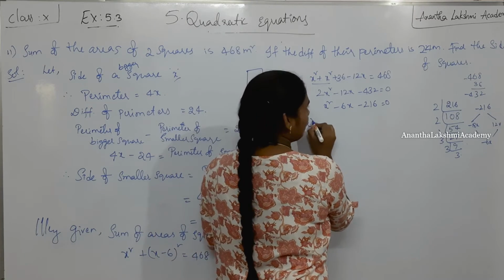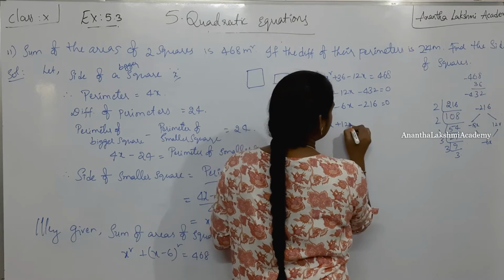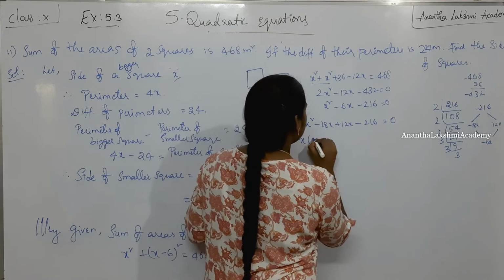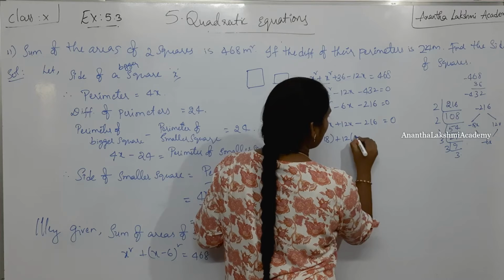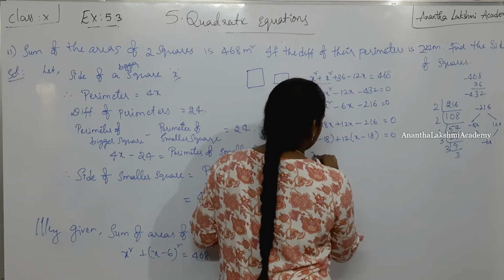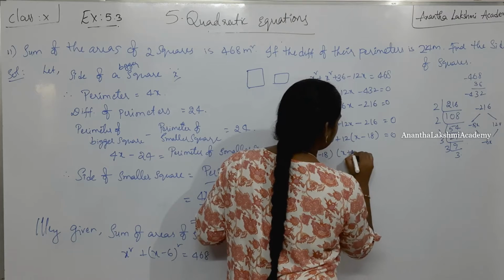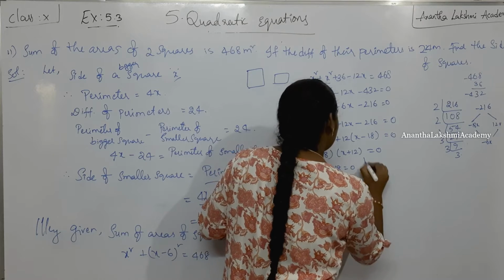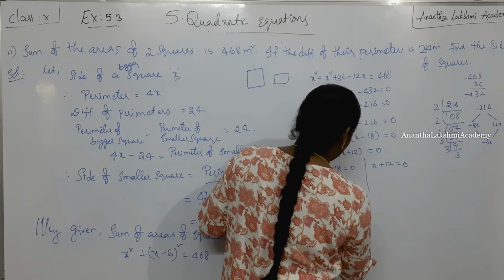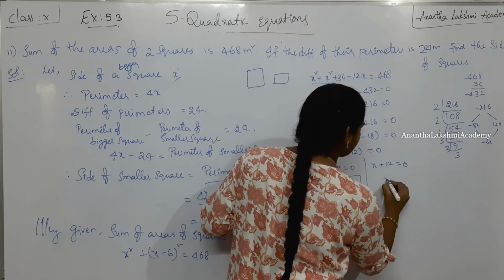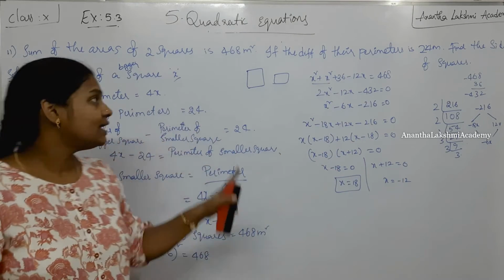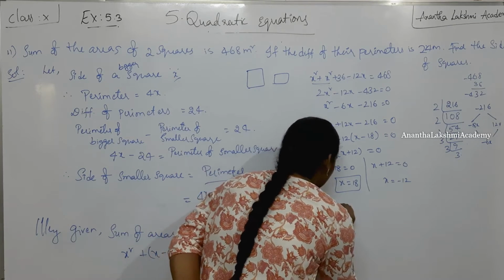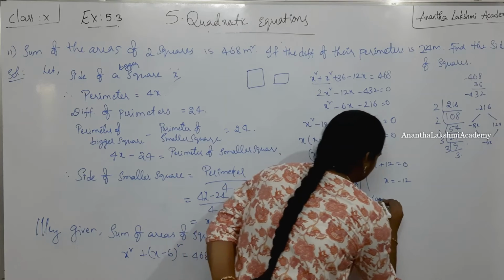Alright, so x square minus 18x plus 12x minus 216 is equal to 0. If you take x common, x minus 18, plus if you take 12 common, 12 18s are 216. x minus 18 multiplied with x plus 12 is going to be 0. So x minus 18 is equal to 0 or x plus 12 is equal to 0. x is equal to 18 and x is equal to minus 12. Since we are dealing with sides of the square, which cannot be negative. Side of a square cannot be negative.